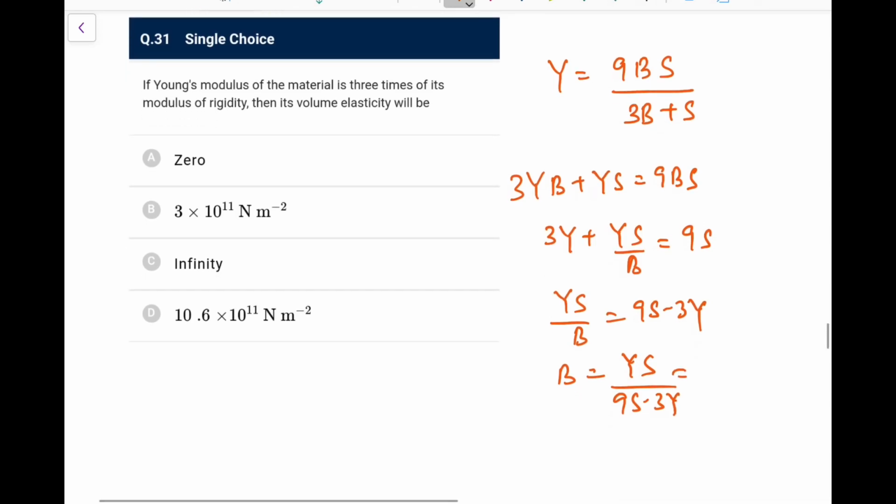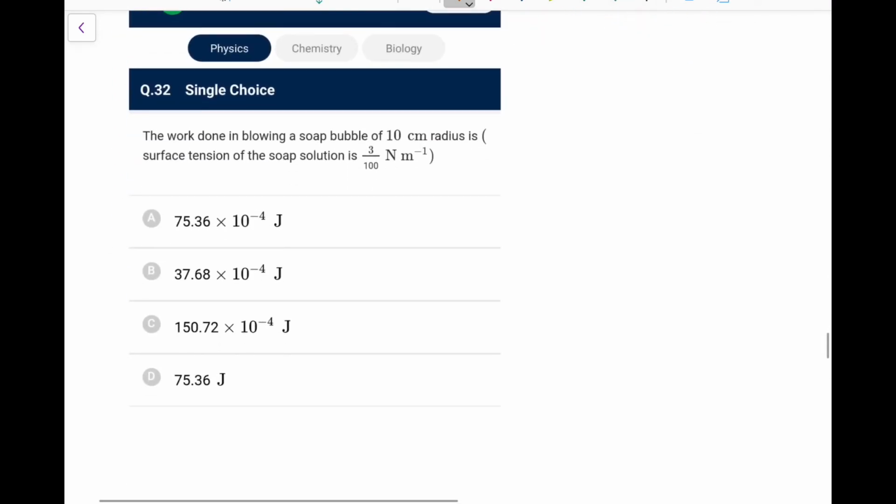So what we have, Young's modulus is 3 times its modulus of rigidity. So this becomes 9S minus 9S, that is something upon 0. Something upon 0 is basically infinity. So bulk modulus here is infinite. That is what you can write, nothing else you can say. So this bulk modulus is going to be infinite. But again, I don't think that's the right kind of question to ask students.